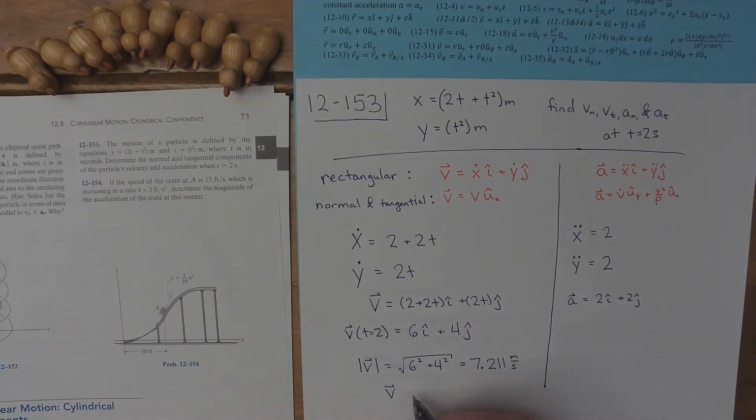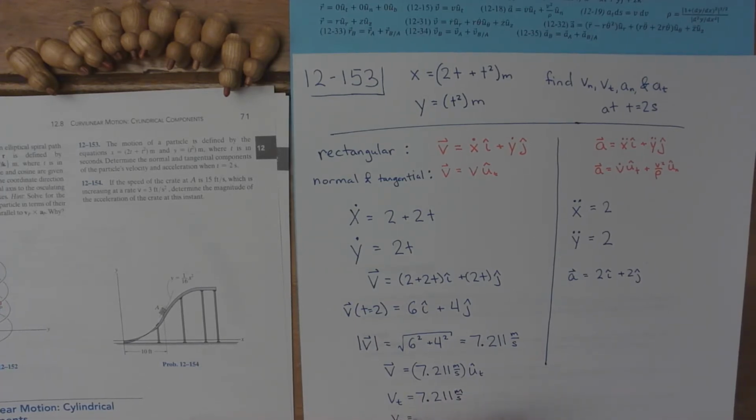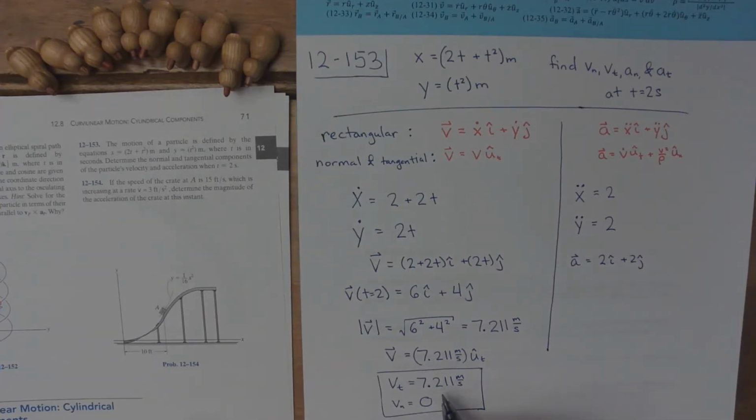I'm going to write this out using my equation here. So the velocity vector now in normal and tangential components is 7.211 meters per second in the tangential direction. So the tangential component is 7.211 meters per second, and the normal component always, for the velocity, is 0, because the tangential direction is defined by the direction that the object is going in, so there can never be a normal component for the velocity.